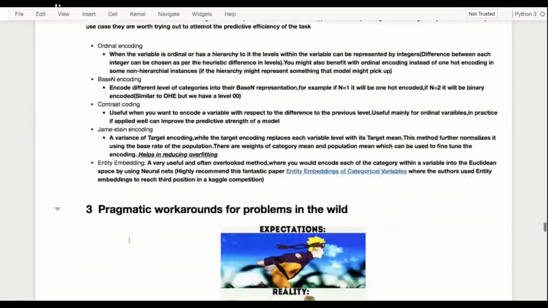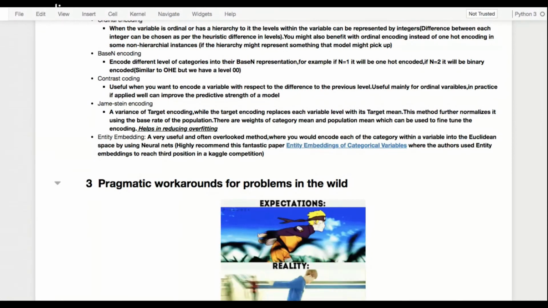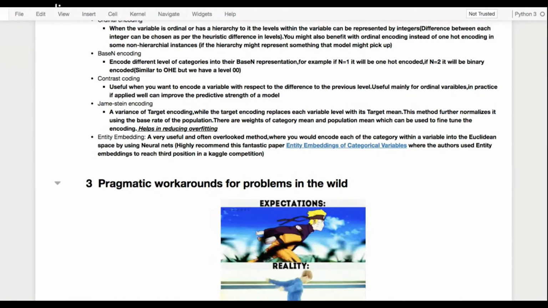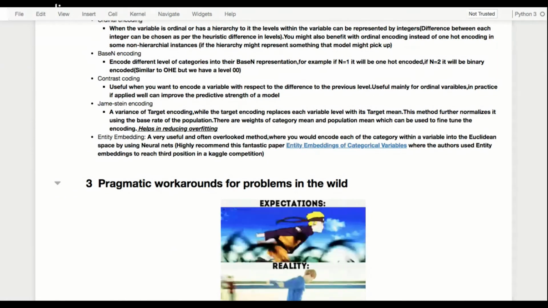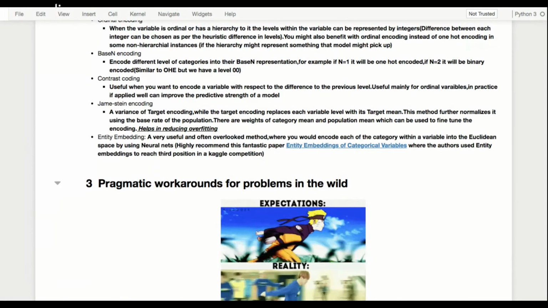Entity embedding, a really useful method. Ideally, we could have one complete talk on entity embeddings. In entity embedding, what you do is you try to represent each of the categories within a variable in Euclidean space by using neural nets per se. Then when you get this vectorized representation, it can be used in the final supervised machine learning model. And that machine learning model can be anything: a boosting tree, bagging, logistic regression, and so on and so forth.